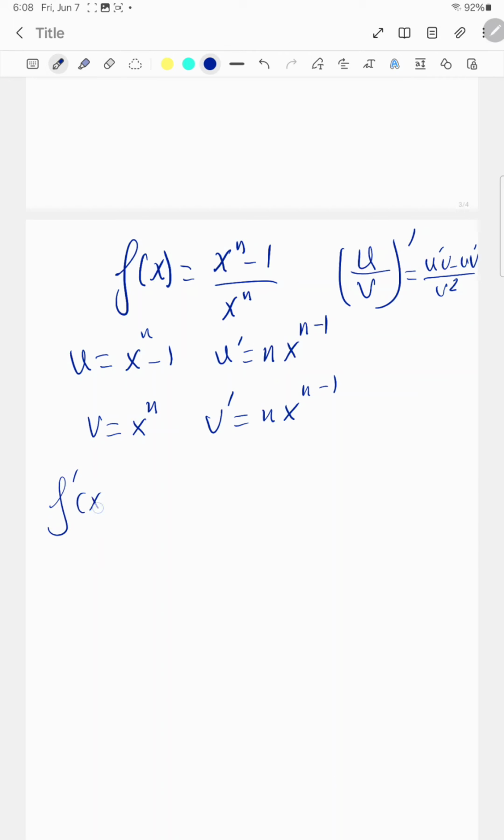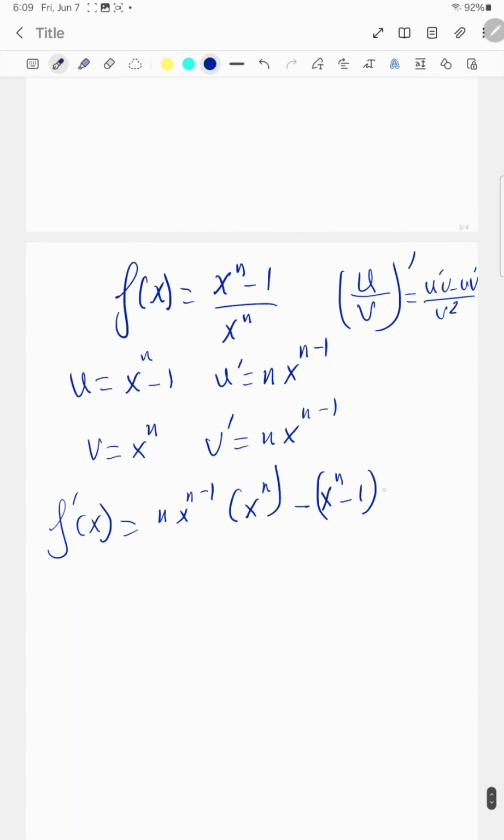So f prime of x is equal u prime v, which is n times x to the power of n minus 1 times v, times x to the power of n, minus u, which is x to the power of n minus 1, times v prime, times n x to the power n minus 1, divided by v square, which is x to the power of n square.